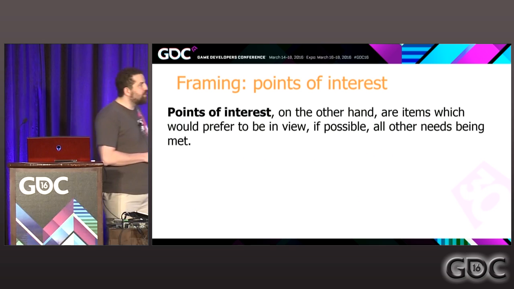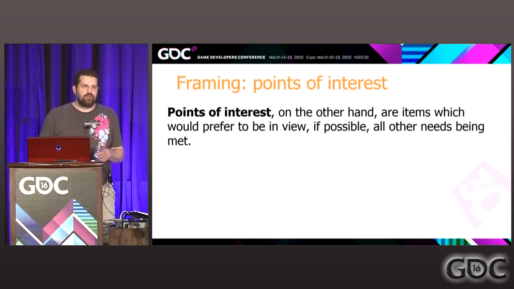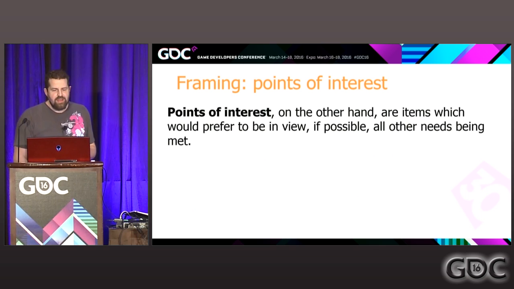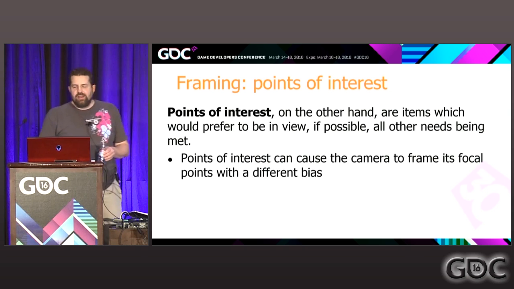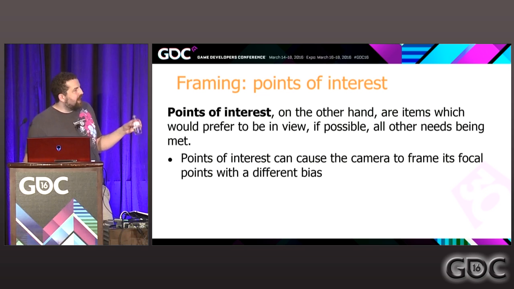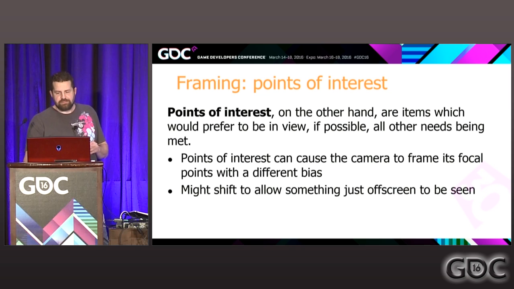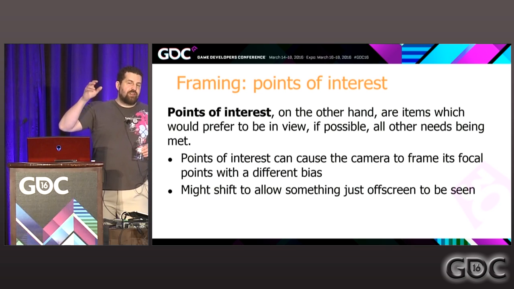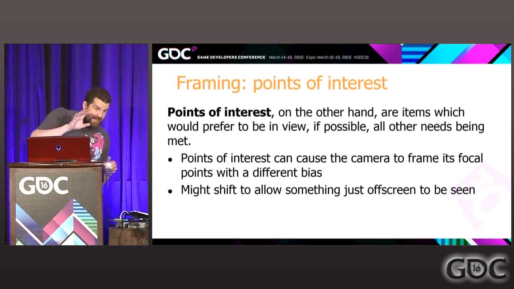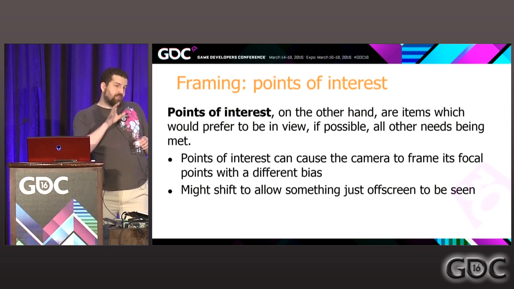We might also have points of interest, and this is where we start getting some really nice subtlety that we can put into the system. Those are things where we'd like them to be on the screen if possible, but we don't want to upset anyone. And so that can cause a little bias that we can put in to make the camera focus slightly to the left so that we can bring something into view. Right? If we have some piece of treasure that's just off screen, we could have the camera just dip down a little bit to show you, oh, by the way, there's some treasure here.